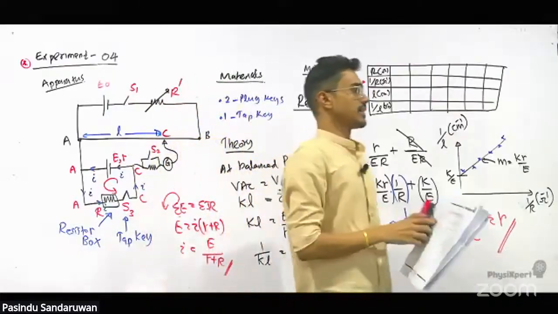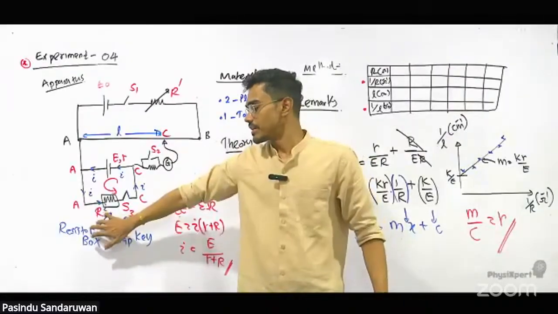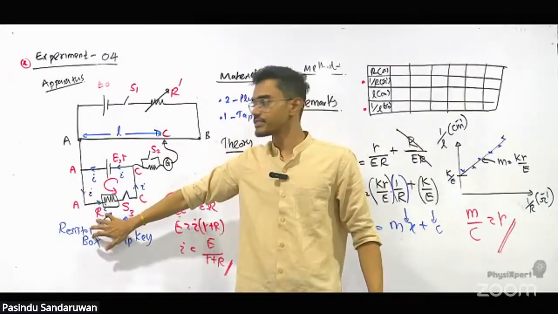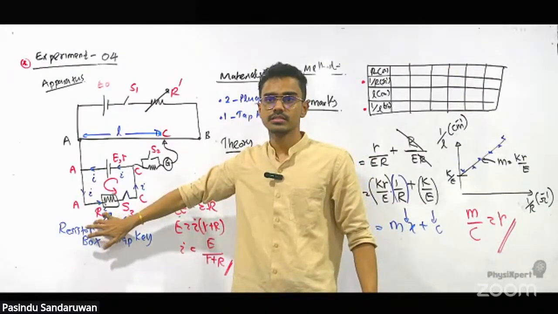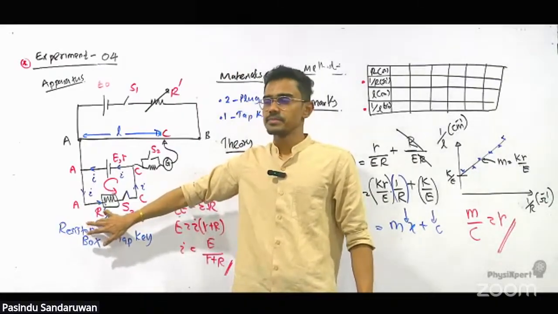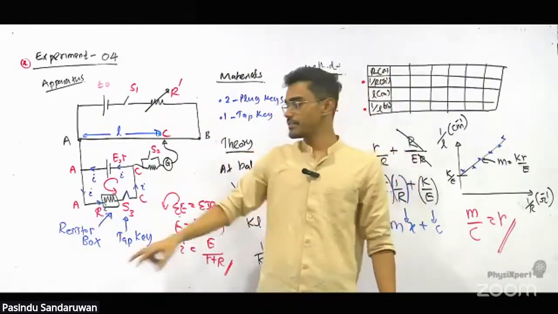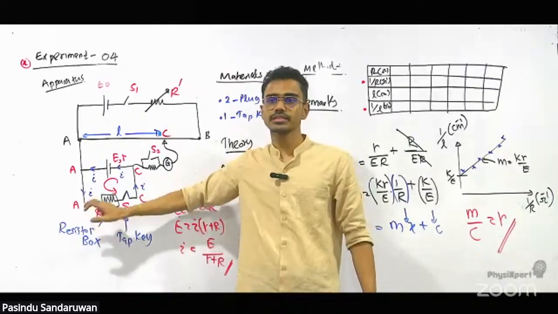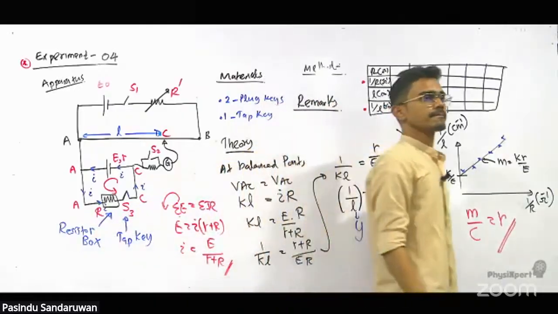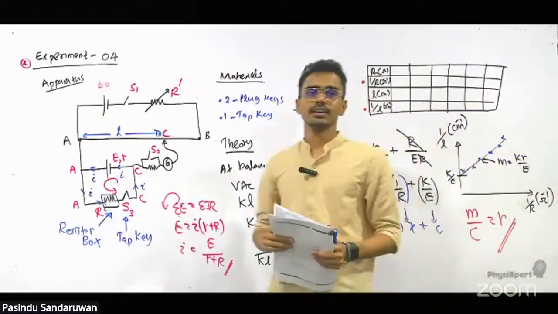Right. Now, next question. Listen. Can we use a rheostat, our variable resistance, instead of the resistor box here? What's the reason?